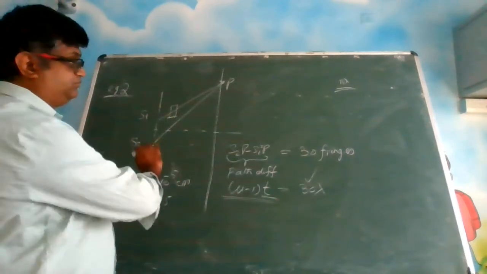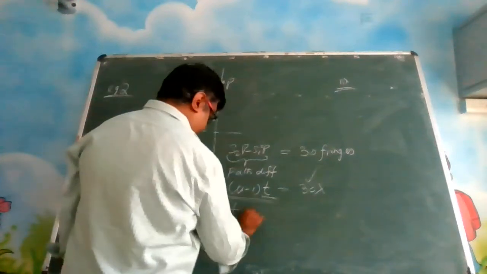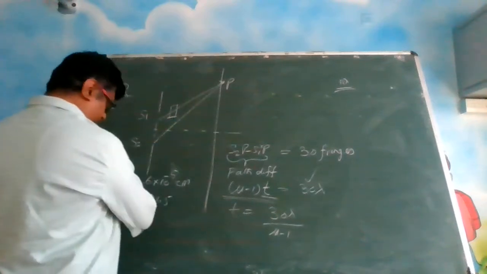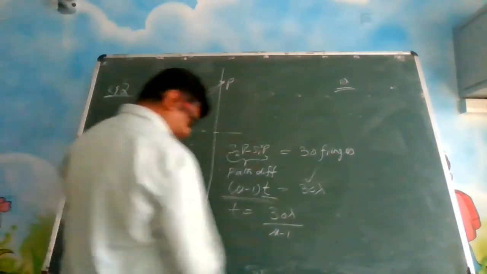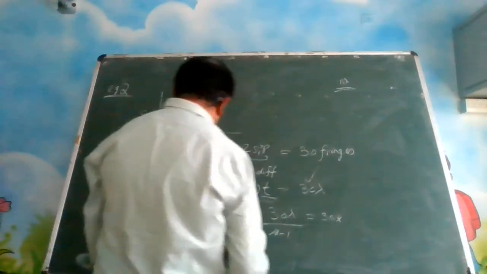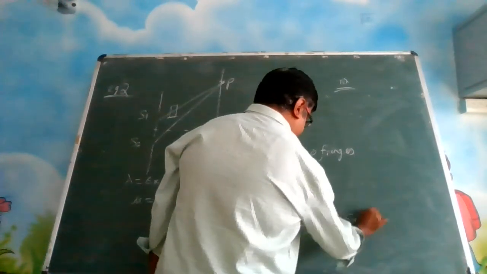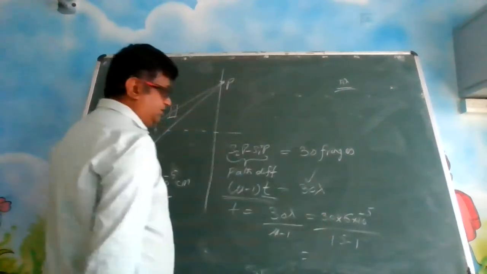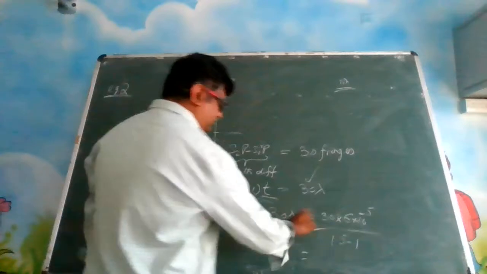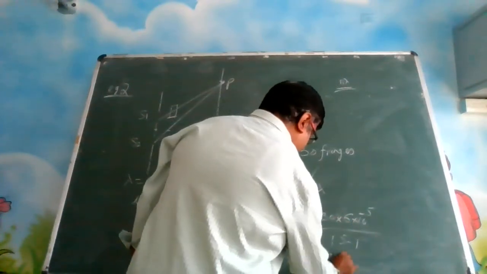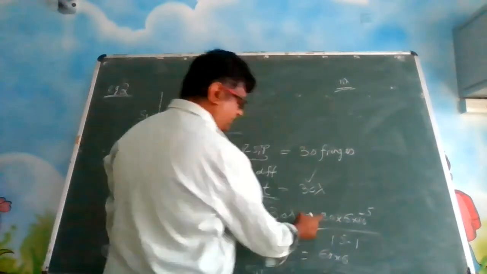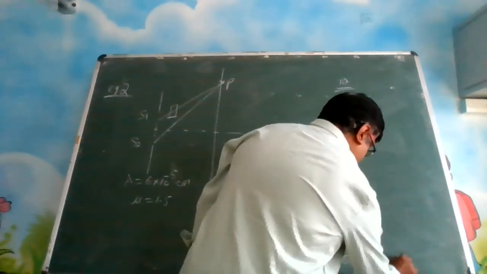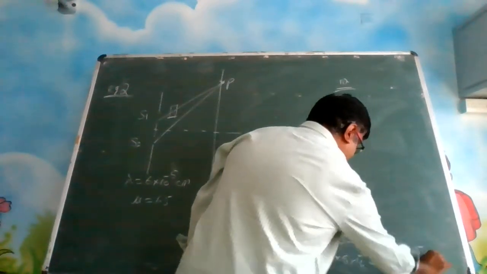Note the difference between the previous question and this question. Here T is equal to 30 lambda by mu minus 1. Mu is given, so 30 into 6 into 10 power minus 5 divided by 1.5 minus 1. So this is 30 by 0.5, 30 by half, so it is 60 into 6 into 10 power minus 5, or 360 into 10 power minus 5 centimeter.